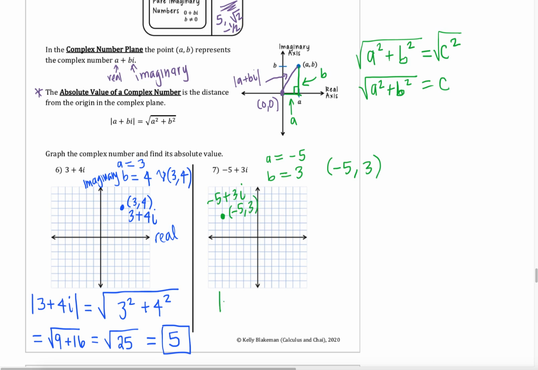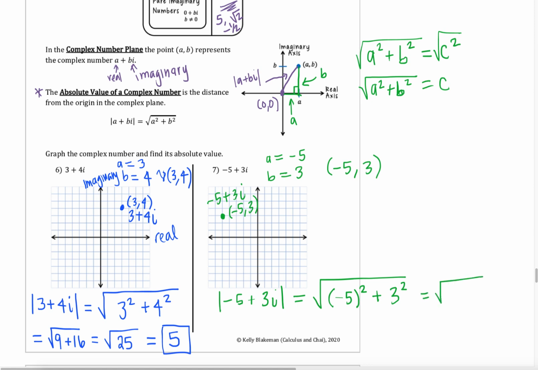Next thing we want to figure out is our absolute value of this guy. So we're taking the absolute value of negative 5 plus 3i. By definition, that will be equal to the square root of our a squared, so our negative 5 squared, plus our b squared, so that 3 squared.